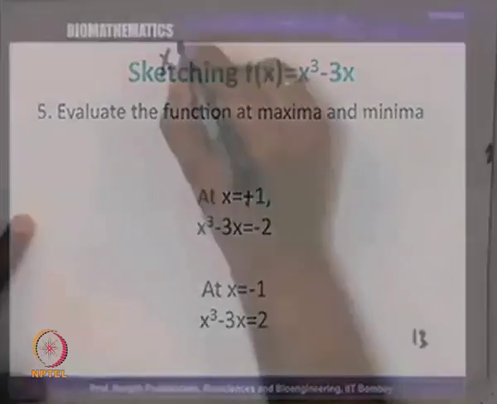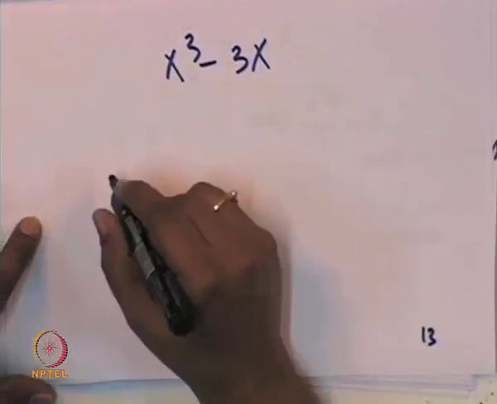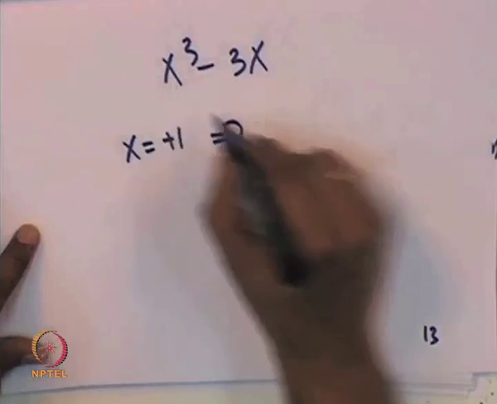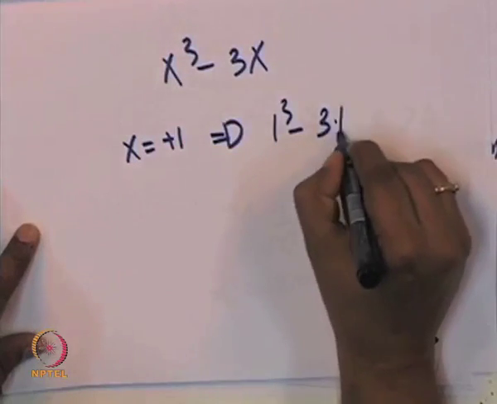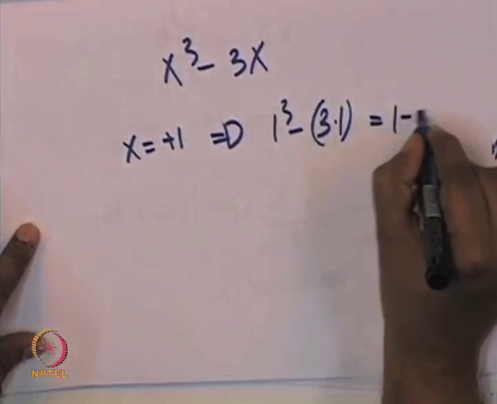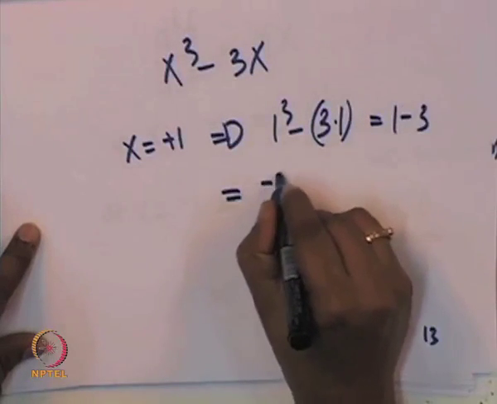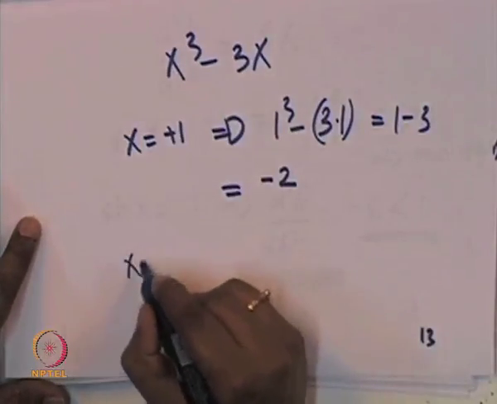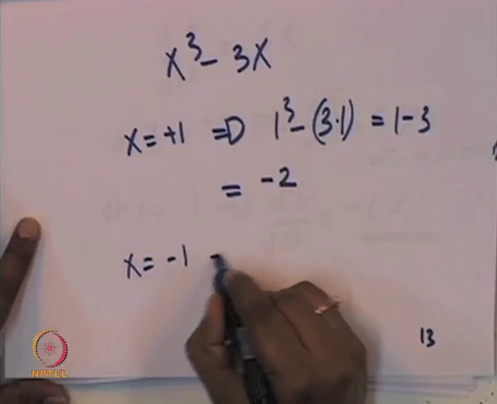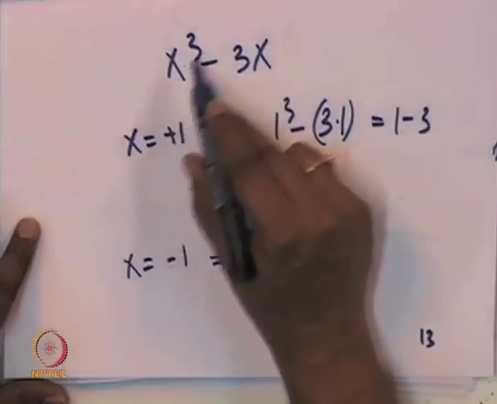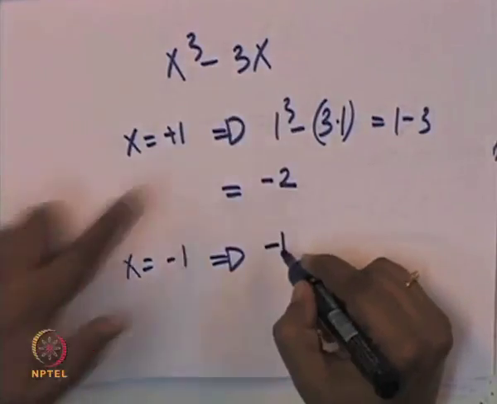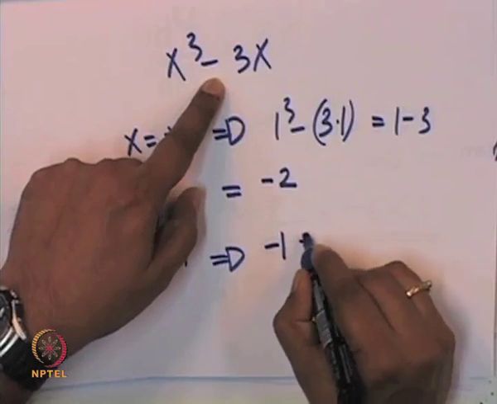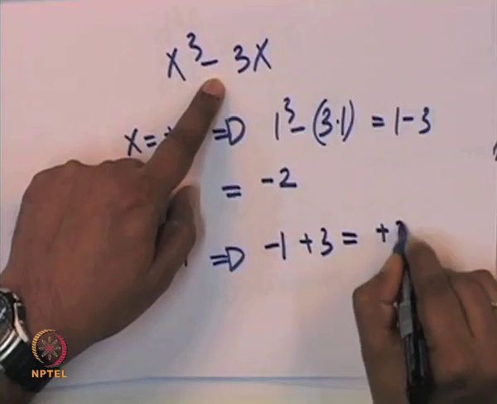So, the function is x cubed minus 3x. At x equal to plus 1, we get 1 cubed minus 3 into 1, which means 1 minus 3, which is minus 2. At x equal to minus 1, minus 1 cubed is minus 1, and minus 3 into minus 1 is plus 3. So, this is plus 2.